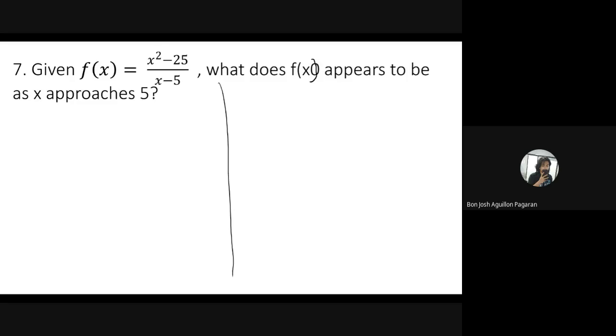We don't need to use the table because it's a laborious task for us. Mahirap. Okay po, sir. Yung x squared minus 25 po, sir, pinafactor out ko po. Naging x minus 5 multiplied by x plus 5, and then over x minus 5. Tapos na-cancel out na lang po ang x minus 5.